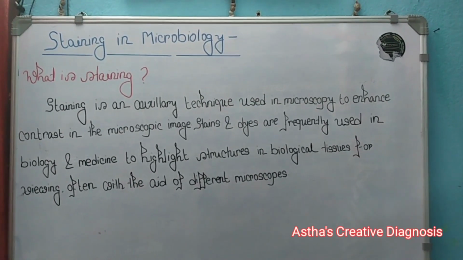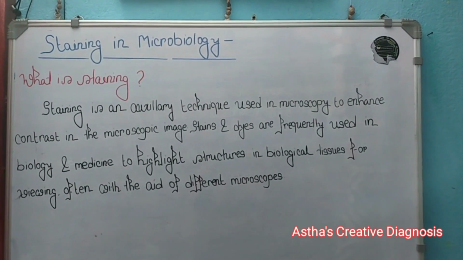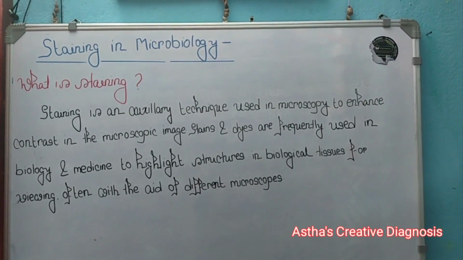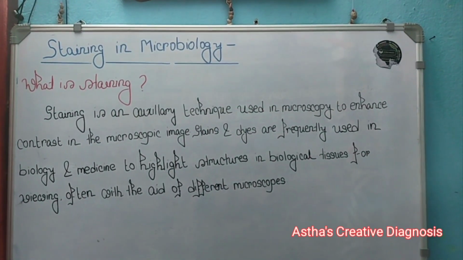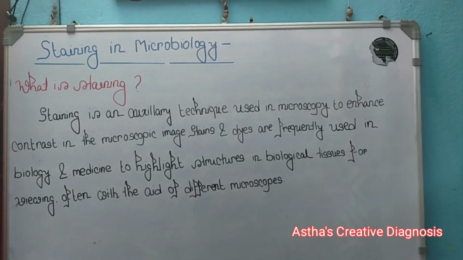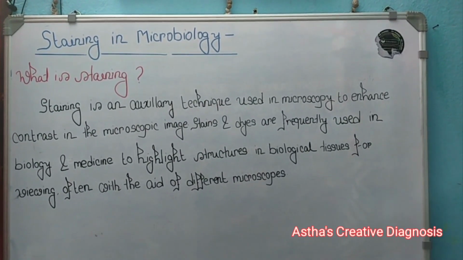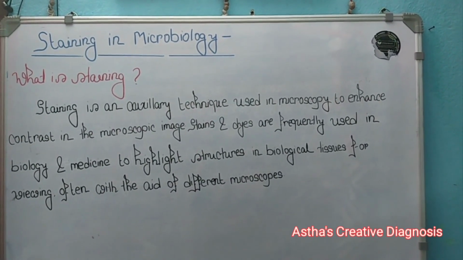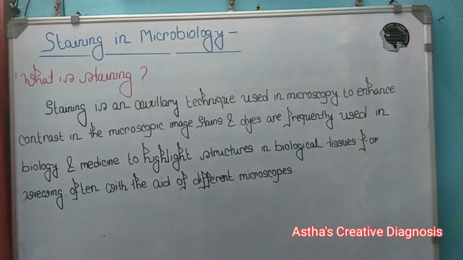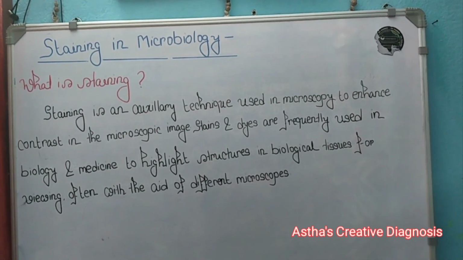Staining in microbiology. What is staining? Staining is an auxiliary technique used in microscopy to enhance contrast in the microscopic image. Stains and dyes are frequently used in biology and medicine to highlight structure in biological tissues for viewing, often with the aid of different microscopes.